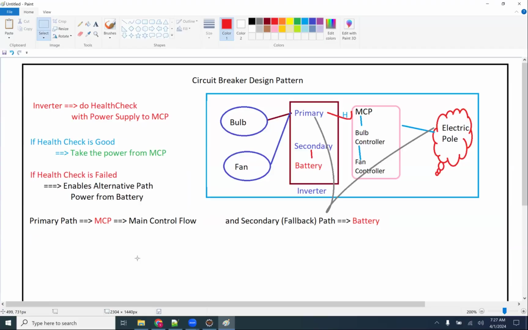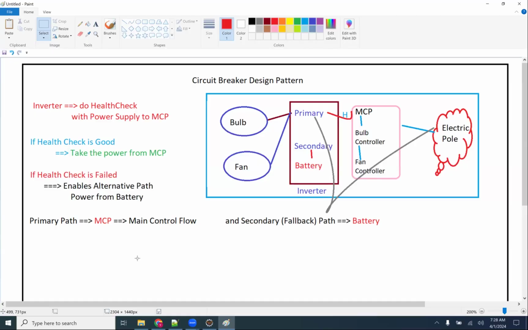The same pattern we are going to achieve in microservices. In microservices, I have the same. Who is my client? Bulb is one client. Fan is another client. Switch is another client. In total, I have 3 clients.